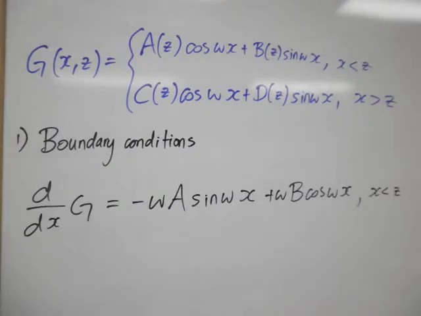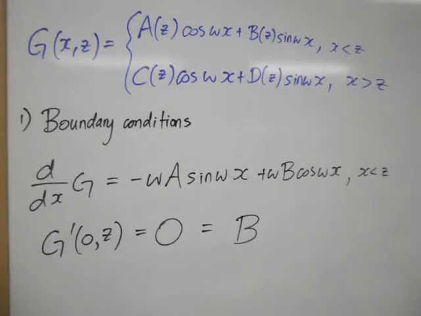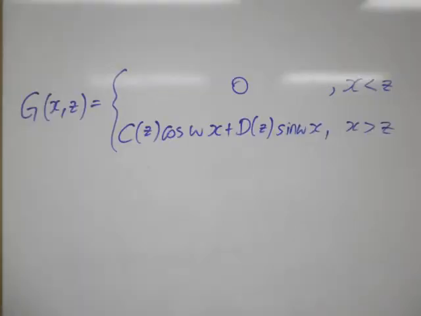The second boundary condition involves derivatives, so we first need to calculate the first derivative of g. The first derivative at x equals 0 is also 0 according to the boundary conditions. This leads to the fact that b is equal to 0. With a and b being 0, we update our expression for the Green's function.